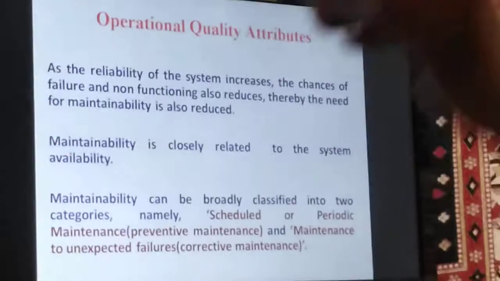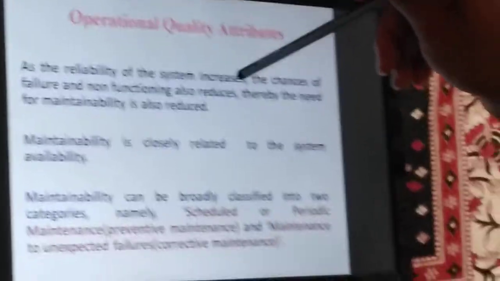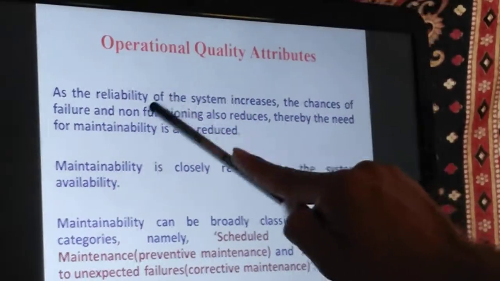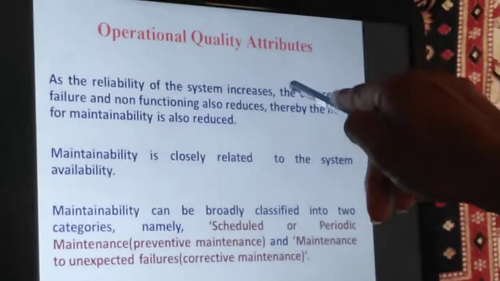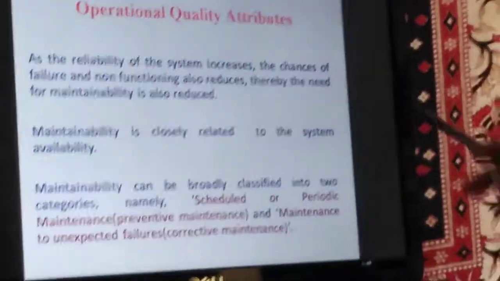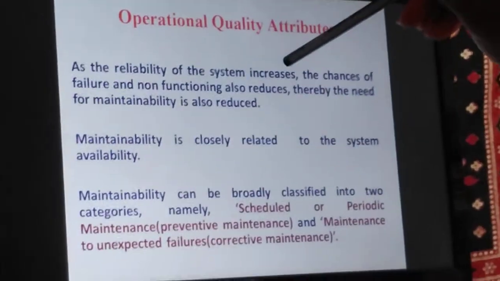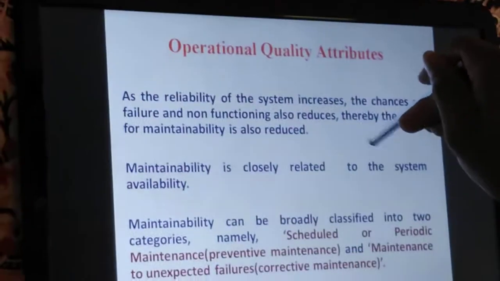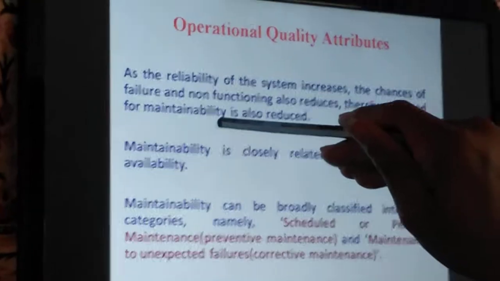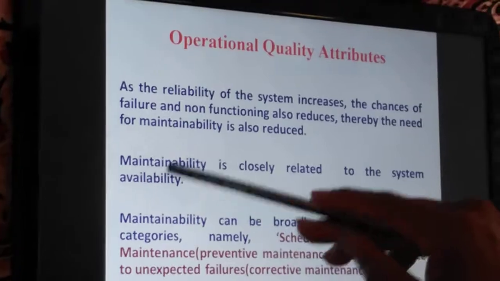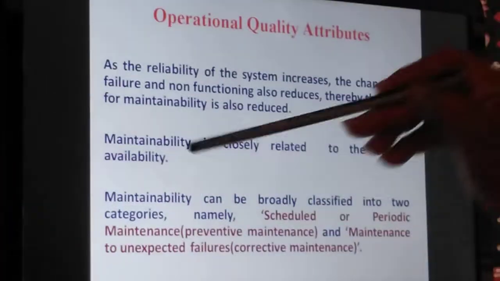As the reliability of the system increases, the chances of failure and non-functioning also reduce. Thereby, the need for maintainability is also reduced. The maintainability is closely related to system availability.